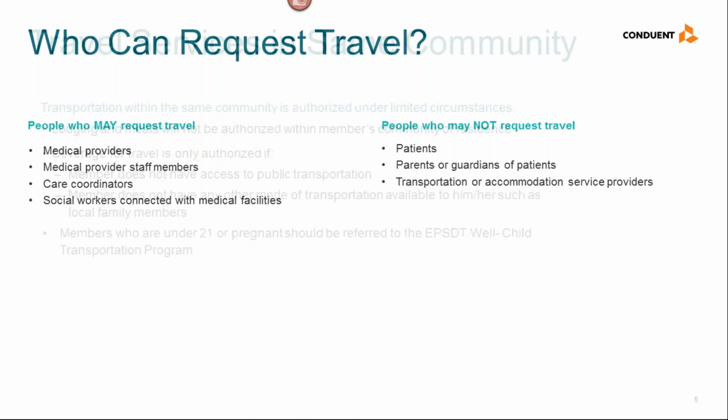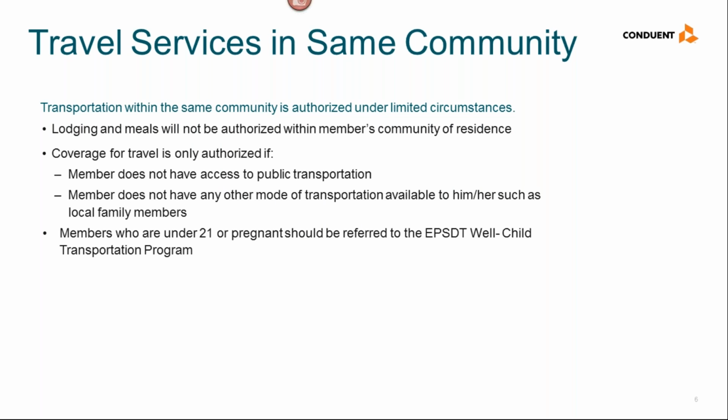All right, transportation within the same community is going to be authorized under limited circumstances. Lodging and meals are not authorized within a member's community of residence. Coverage for travel is authorized when the member does not have access to public transportation and the member does not have any other mode of transportation available to them, such as local family members. So do be prepared to be asked that if you're calling in for service authorizations for your folks. The travel authorization team does need to have that information.